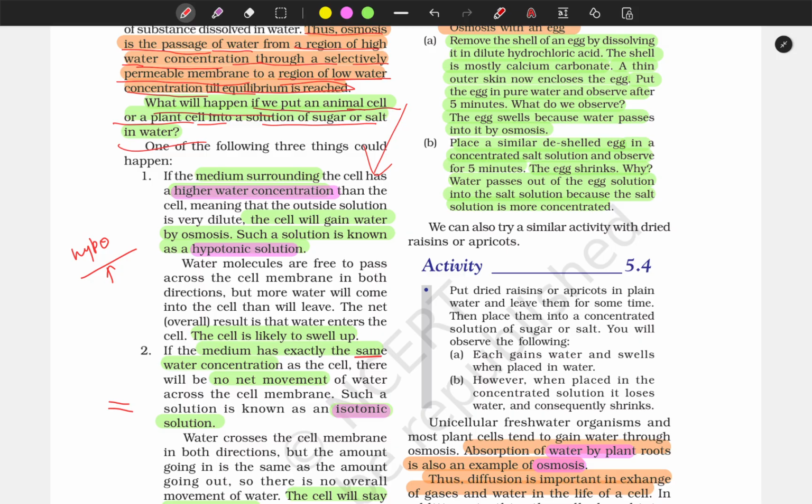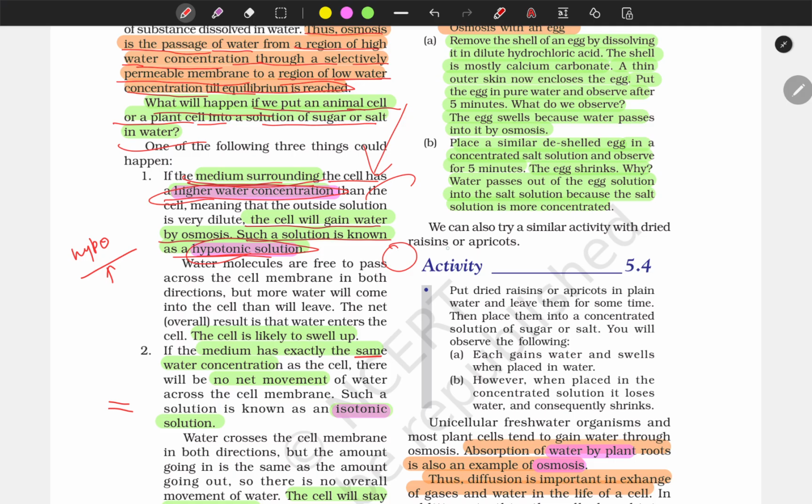So there could be three types of mediums. If the outside medium of a cell has a higher water concentration, then definitely by diffusion the water will come inside. The cell will gain water by osmosis. The solution is called a hypotonic solution.